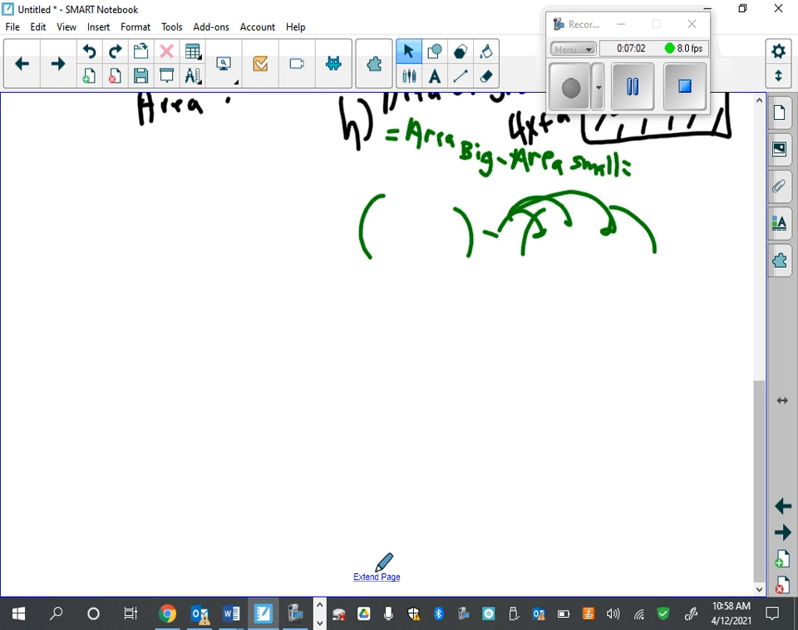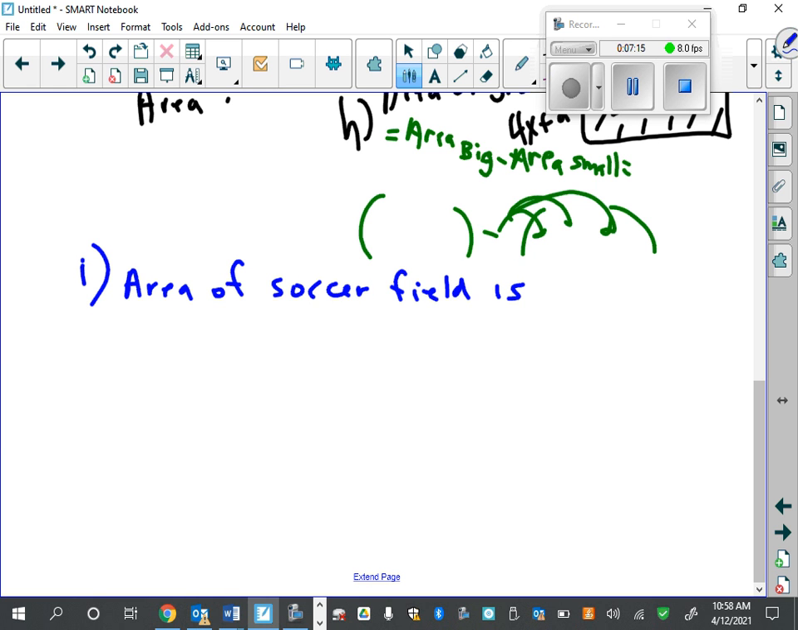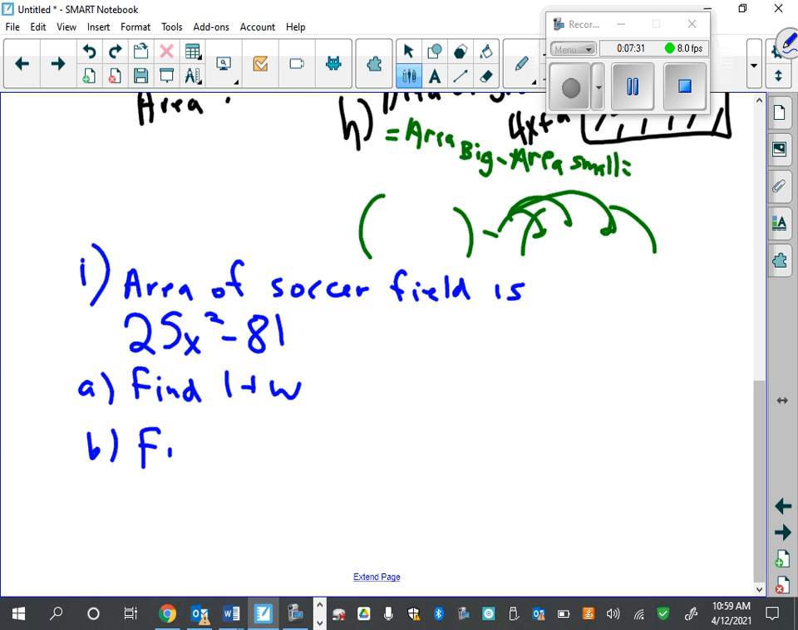Hey, podcast people, thanks for your hard work. Here's some more from the test. Area of a soccer field is 25x squared subtract 81. A, find length and width. B, find the dimensions, which means length and width, if x equals 5 meters.